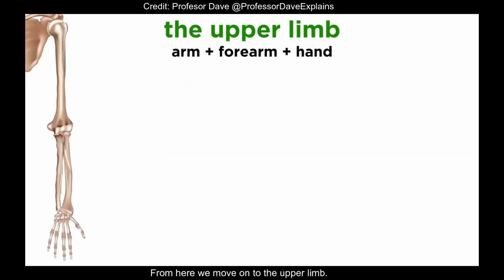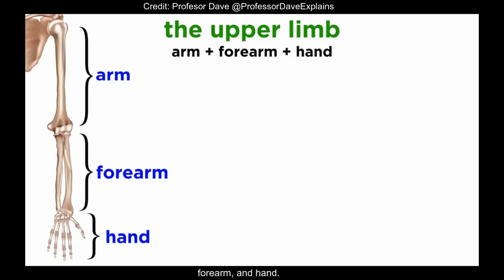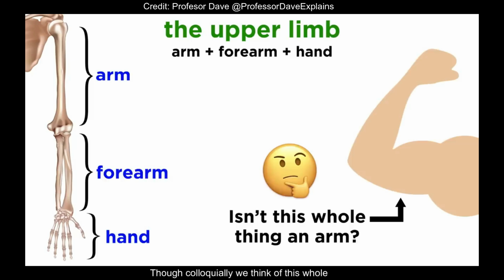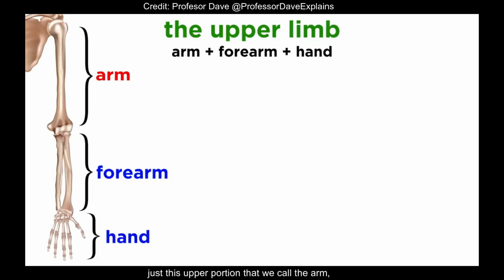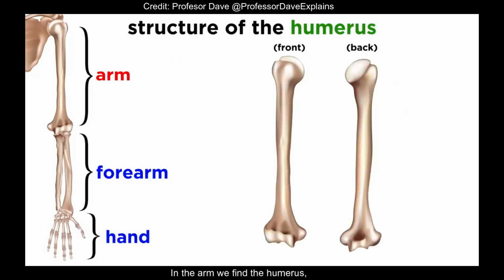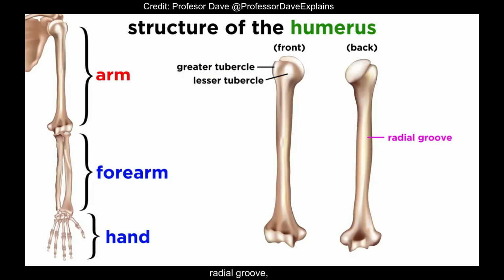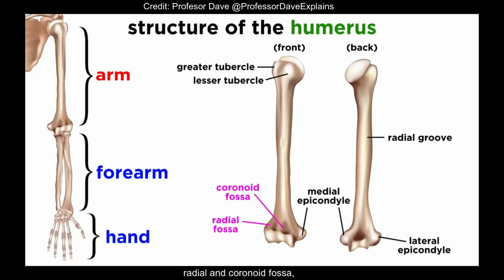From here we move on to the upper limb. This consists of the arm, forearm, and hand. Though colloquially we think of this whole thing as an arm, when speaking in terms of anatomy, it is just this upper portion that we call the arm. So let's start there. In the arm, we find the humerus, a typical long bone with its greater and lesser tubercle, radial groove, medial and lateral epicondyle, radial and coronoid fossa, trochlea, and capitulum.